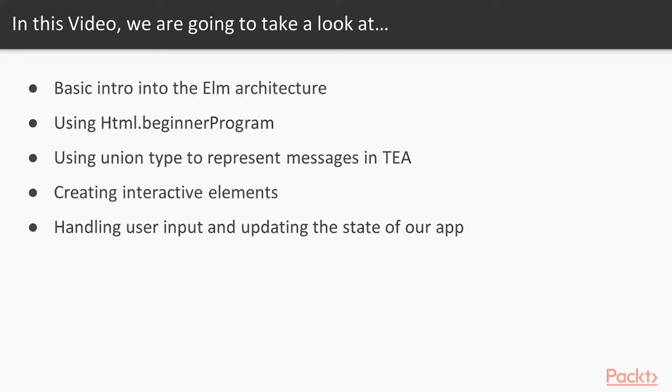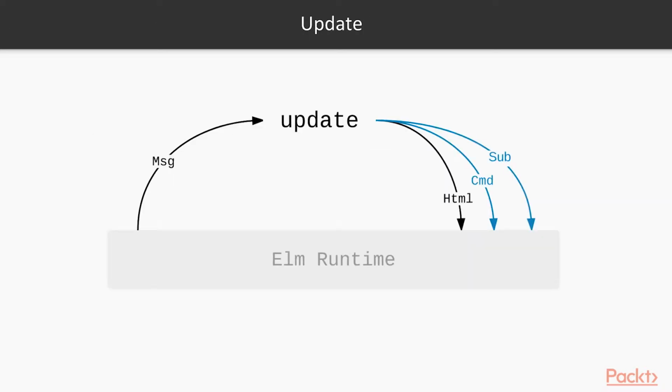the update function. So the loop is going to look like that. We have the runtime of our application, then something happens, the user presses a button, so we emit a message, and that message is passed to the update function, which updates the state and returns that state to the HTML renderer, the view, and then we are back at the runtime. There is also a concept of commands and subscriptions, but I'm not going to talk about those in this video.